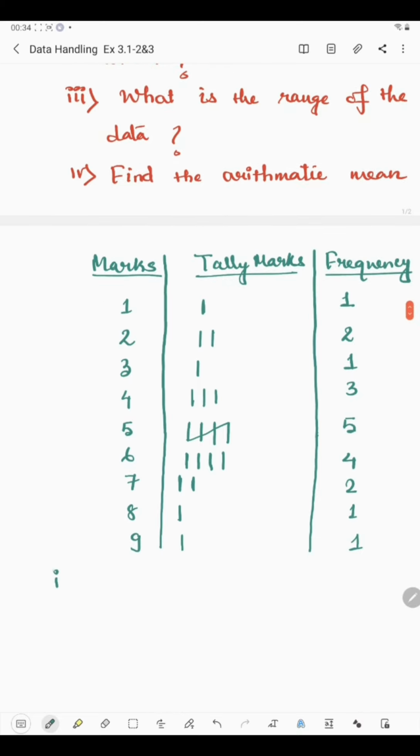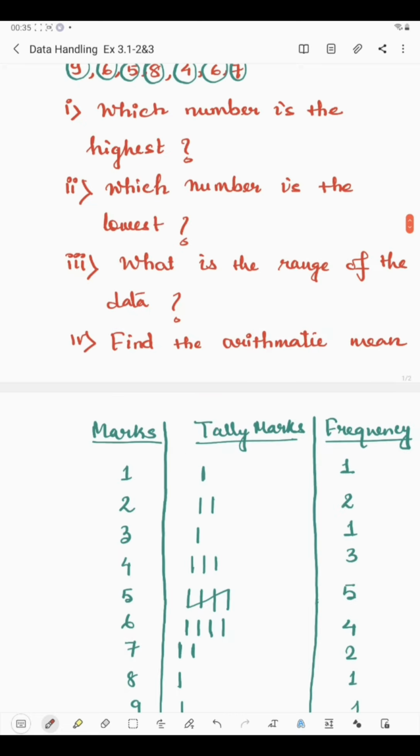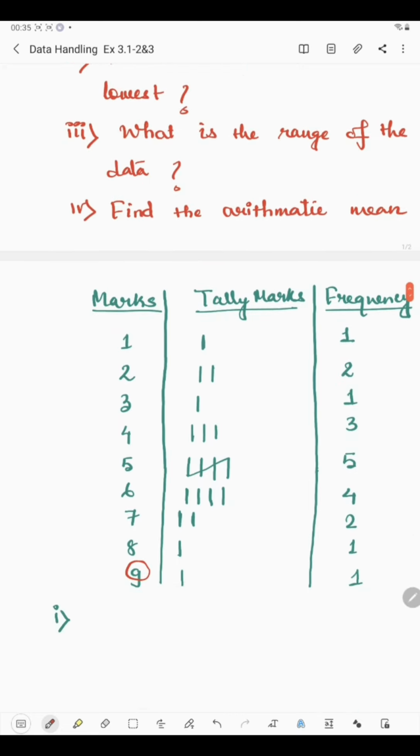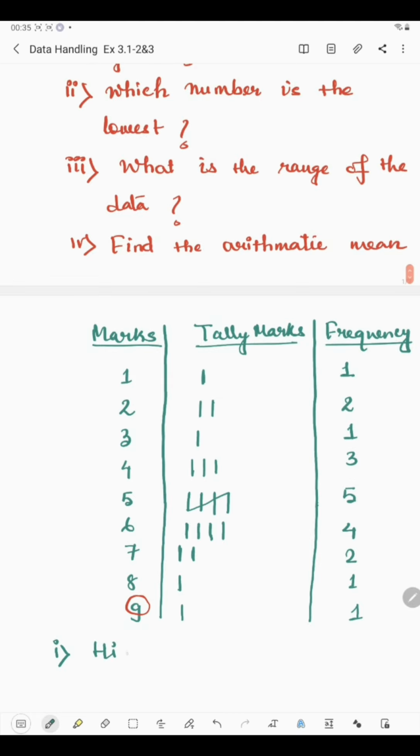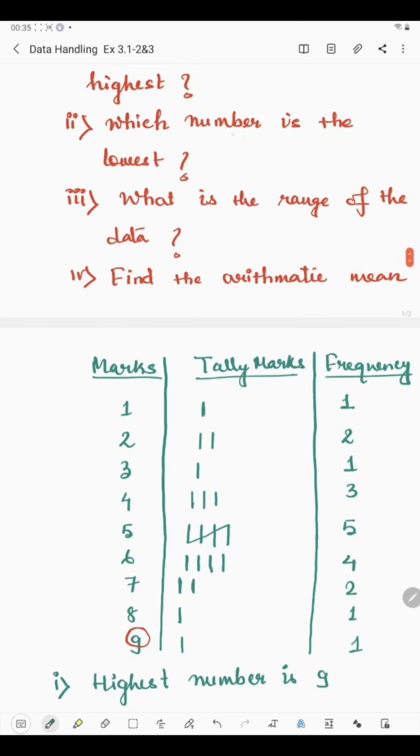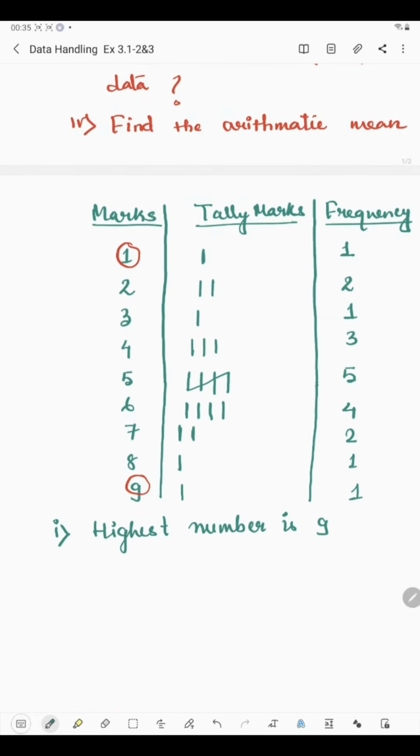Now in the first part we have which number is the highest. Here the highest mark is 9, right? So we will write high score is 9. Now in the second part we have which number is the lowest. Now which one is the lowest? 1 is the lowest score. So we will write lowest number is 1.